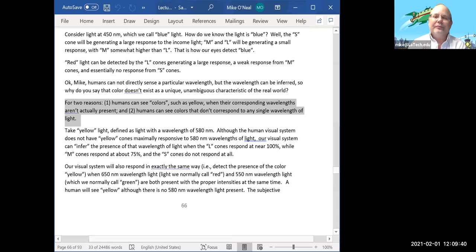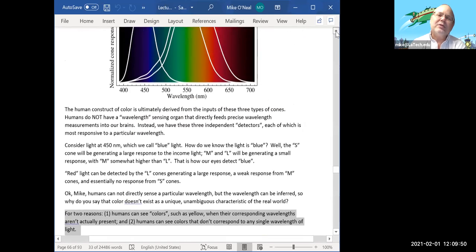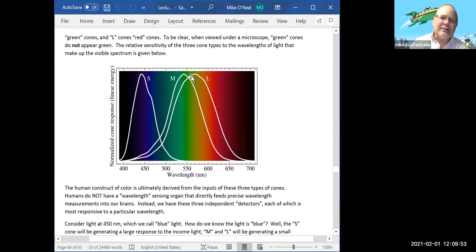Let's take yellow. Let's take yellow light. Yellow light, we've said, is light at 580 nanometers we call yellow light. Okay, so how do we see yellow light? Well, like I said, you're going to detect 580 nanometers because your M cones are disco dancing, and so are your L cones. They're both getting huge responses here. That's how you see yellow. That's how you see 580 nanometers. But I can make you see yellow in two different ways.